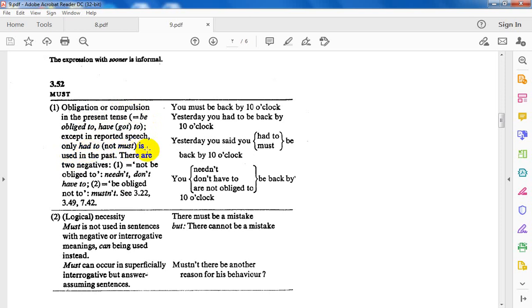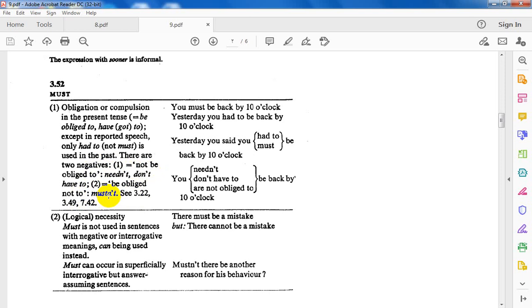to, not must, is used in the past. For reported speech. There are two negatives. One, not be obliged to, and negation for the meaning of must, needn't or don't have to, or be obliged not to, which is mustn't.